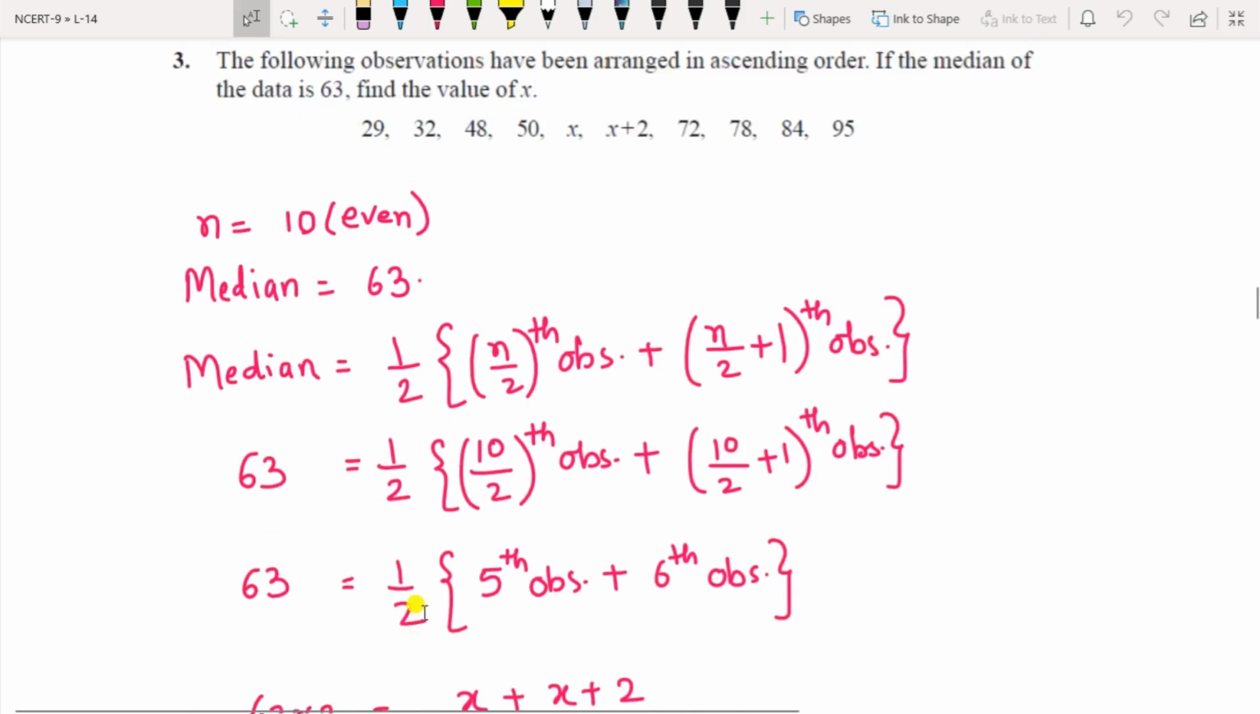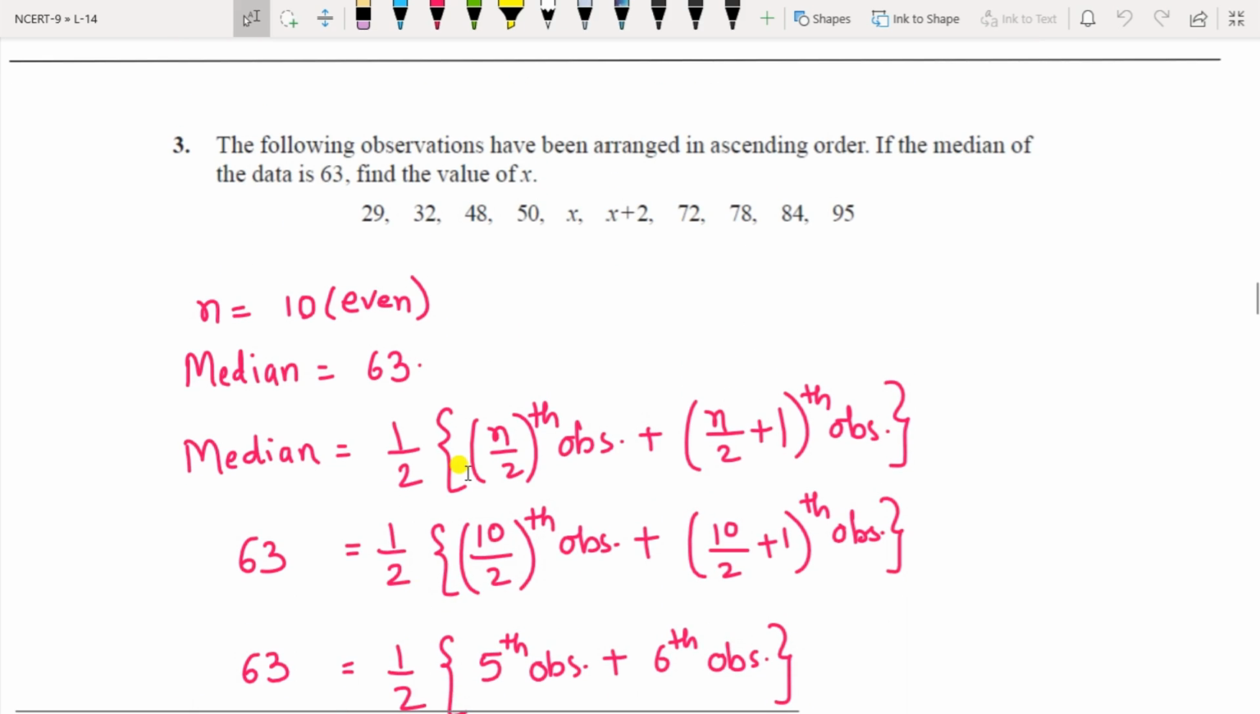Now the third question. Here the data has already been arranged in ascending order. The median has been given as 63. You have to find the value of x. Two of the observations are given here as unknowns, and you have to count the total number of observations: 1, 2, 3, 4, 5, 6, 7, 8, 9, 10. So n equal to 10, that is even here.